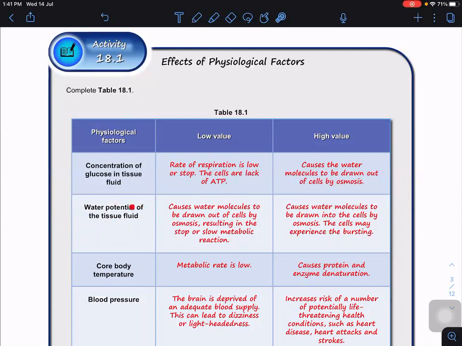Okay, but if the water potential of the tissue fluid is too high, what will happen? Right, high water potential in tissue fluid, low water potential inside the cells. Therefore, water molecules will be drawn into the cell by osmosis down the water potential gradient. The cell may experience bursting, or lysis.